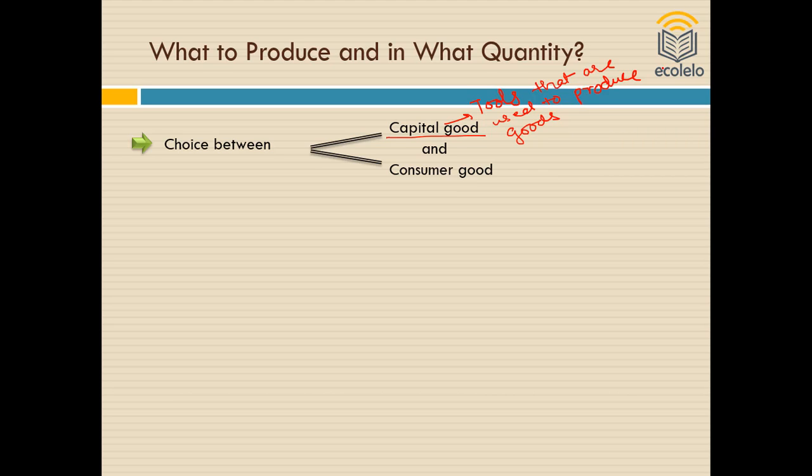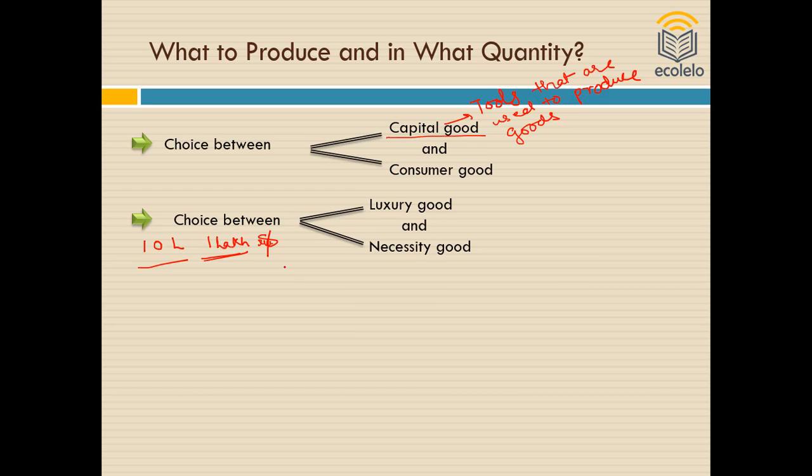You could also face a choice between whether to produce a luxury good or a necessity good. Suppose you have a resource pool, you have let's say 10 units of labor and you have around 1 lakh rupees. What are you going to do with these? Should you produce a luxury good or a necessity good?